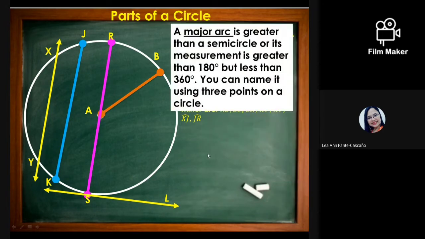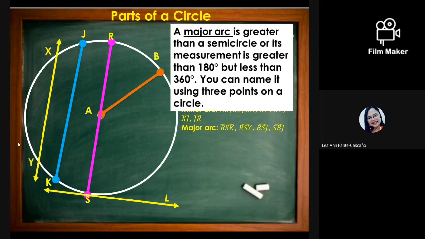Let's have now a major arc. A major arc is greater than a semicircle, or its measurement is greater than 180 degrees, but less than 360 degrees. You can name it using 3 points on the circle. O, ang clue ko na ginagawa dyan, ganito. Diba si R, papunta kay S, yan ay semicircle. Eh, ang sabi, greater than 180. Ito po ay 180 na R from R, S. Dagdagan lang natin ng isa pang point. Kasi we can name it using 3 points din naman daw po.